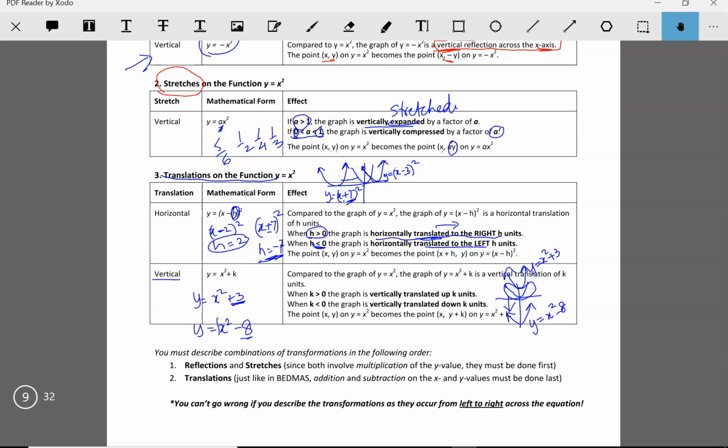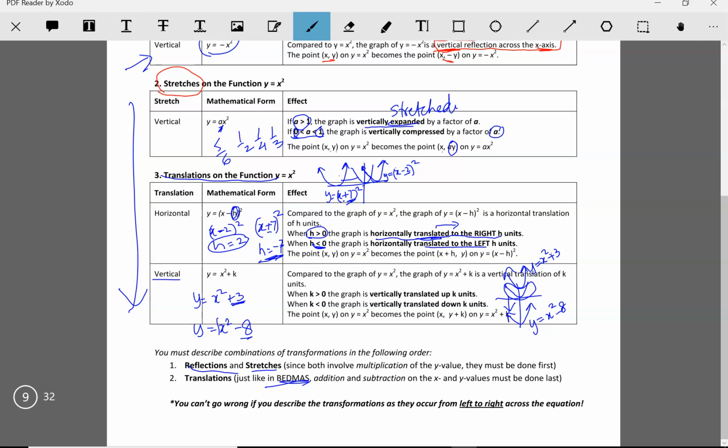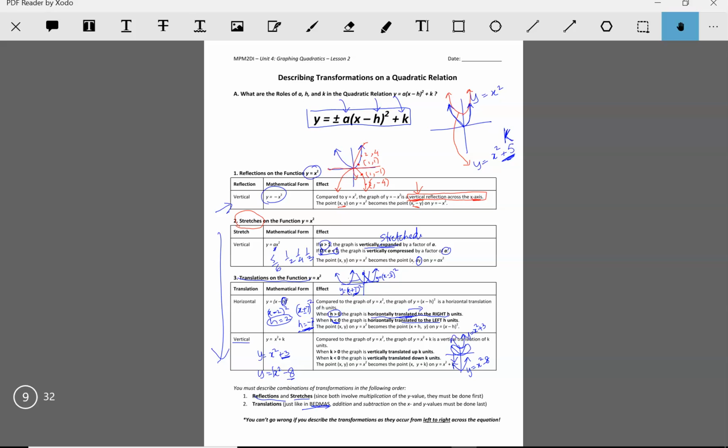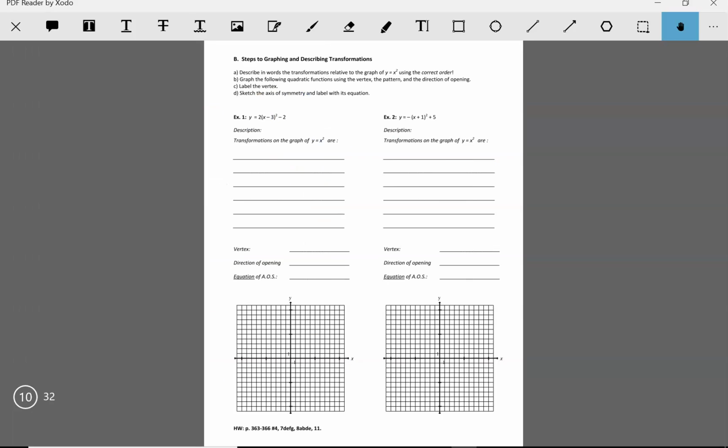And when you're describing transformations, you have to do it in the order that is given here. First, you do reflections, then you do stretches, then you do translations, because you have to follow BEDMAS. If you translate it before you stretch it, you might go wrong. So it's important to reflect and stretch before you translate. Again, just follow the pattern that you see here. Reflections first, if any, then stretches, then translations. Very straightforward. So hopefully we're okay with the things going on here.